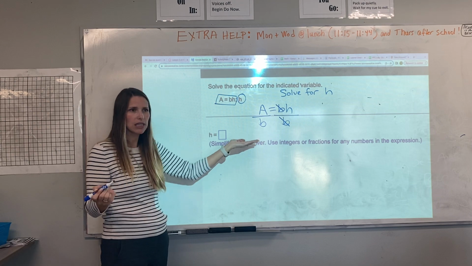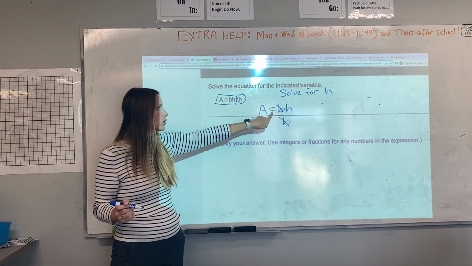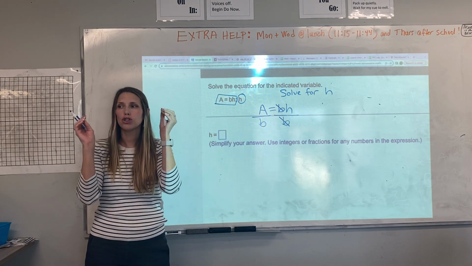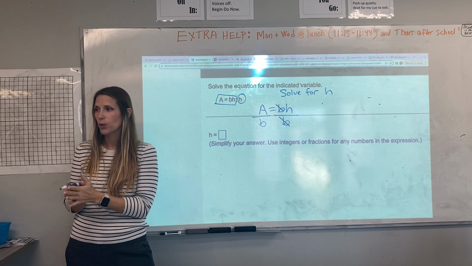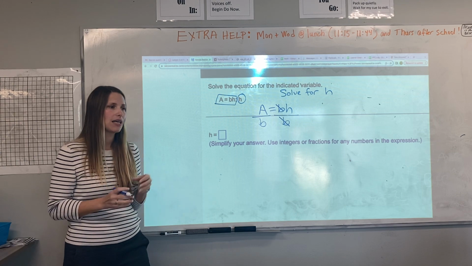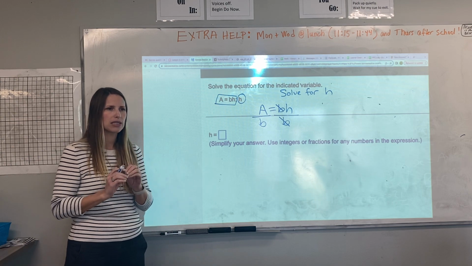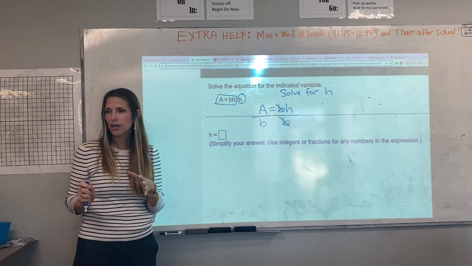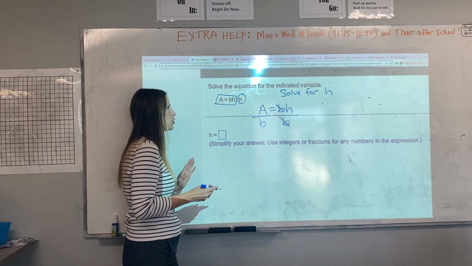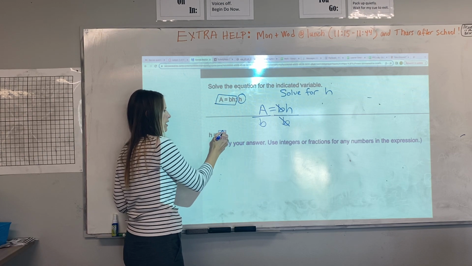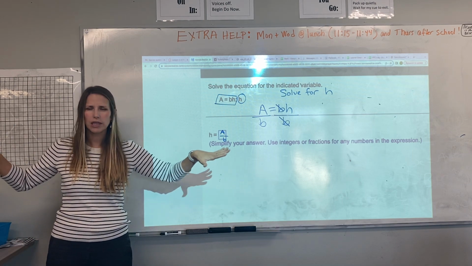Now I literally have my answer. H is by itself equals a over b. Make sure when you enter your answers, you are keeping your capital letters capital and your lowercase letter lowercase. Because your digital computer does care about that, because they do have significance in representing, like for example, capital A means area, lowercase b is base, and they want to keep it consistent. So, H equals capital A over lowercase b. That's it. Totally clear?